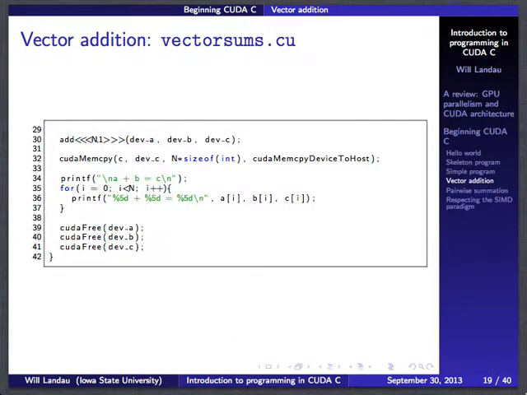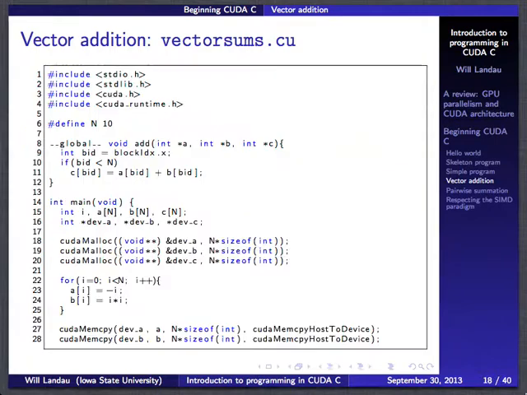I call this kernel with capital N blocks and one thread per block, because remember each block has one component to sum up those vectors on. And I'm going to call it on dev A, dev B, and dev C. Because remember, these are all pointers that should be on the device, or point to the device.